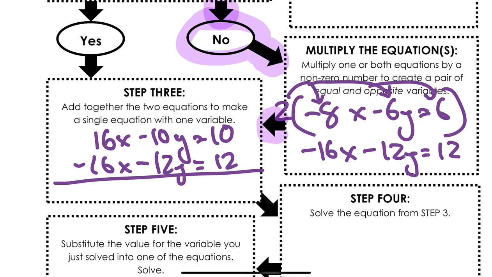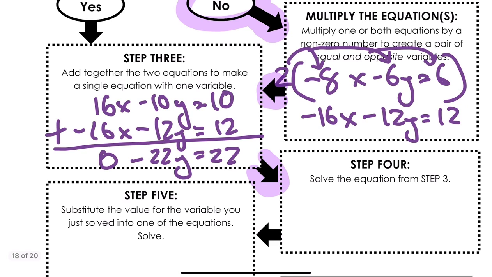Now we're going to add these together, because when we do that, our 16x and negative 16x will cancel out to give us a 0. Now we got the rest of this. We have negative 10 plus a negative 12, that will be a negative 22y. And then we have our 10 plus 12, that's just a positive 22. And we're good with that step. That's going to take us down to step number 4. Step number 4: solve the equation from step 3.